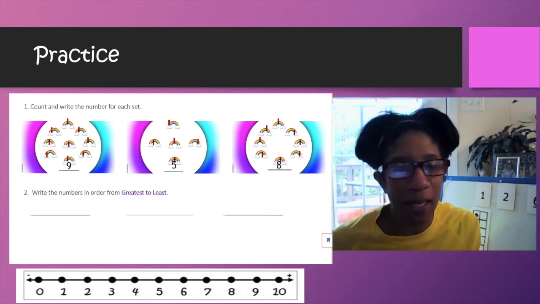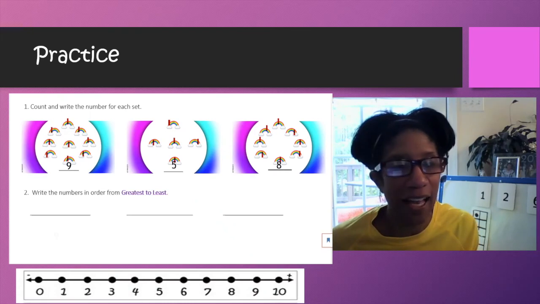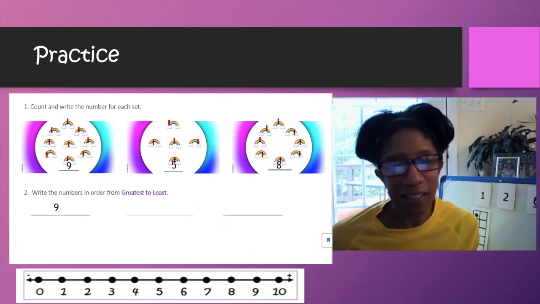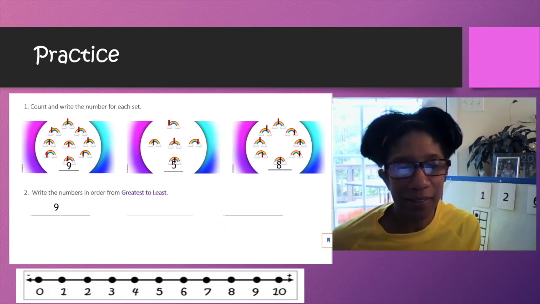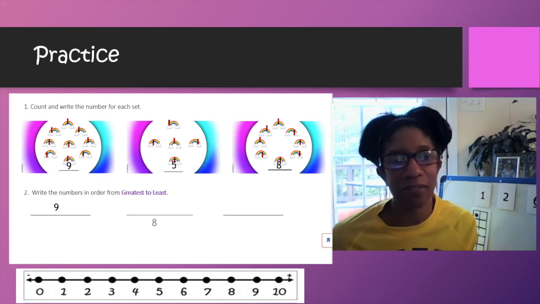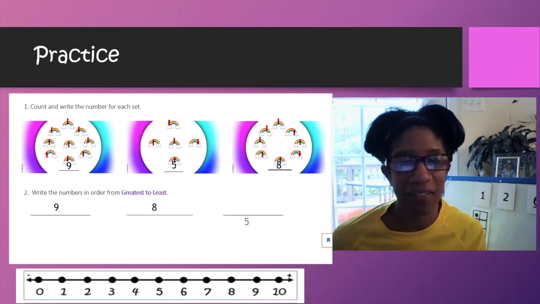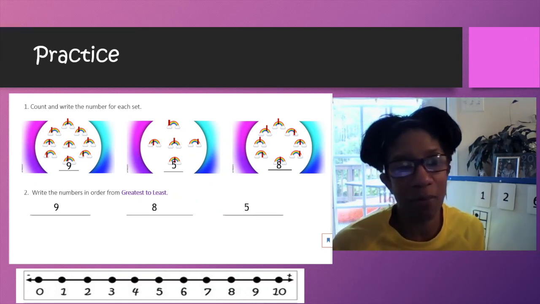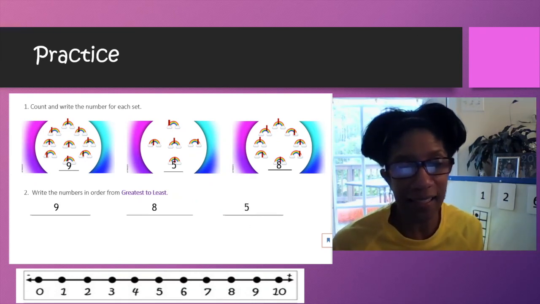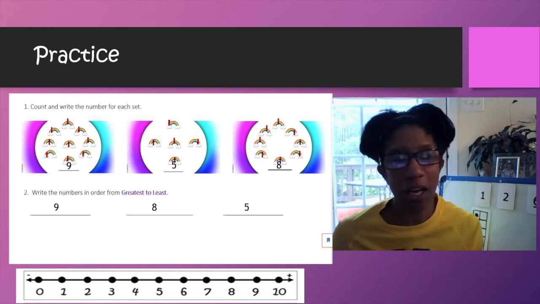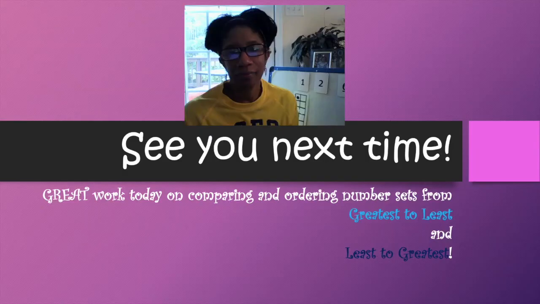Oh, I hear everybody saying 9. So let's put our 9 on that first line. Then what's going to be the next number? Oh, you're getting great at this. That's right, it's 8. And then the last number would be 5. Exactly. So we have our numbers in order: 9, 8, and 5. Super job, everybody. You did great work.